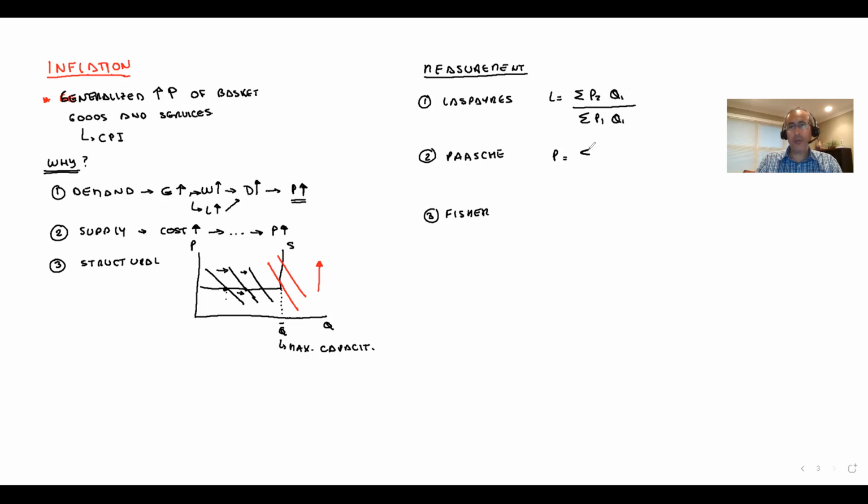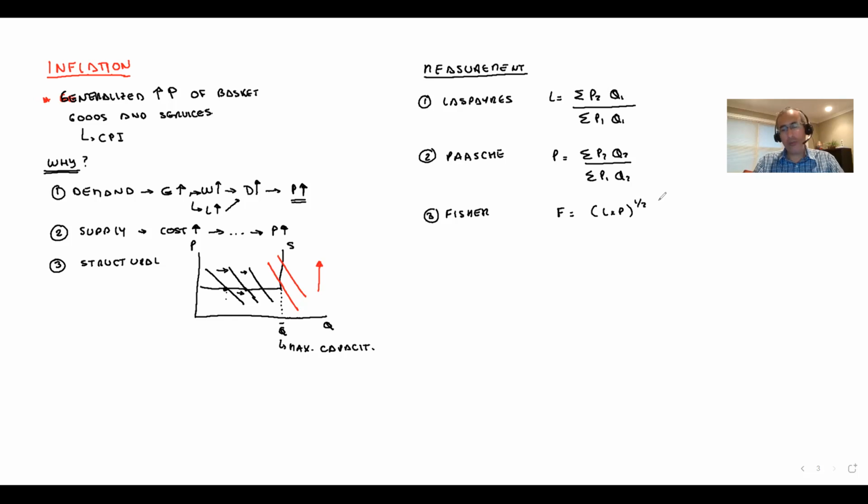In Paasche, what we use is the ending basket of goods. And Fisher is simply L times P, and take the square root of that. So these are the three methods of measurement of inflation.